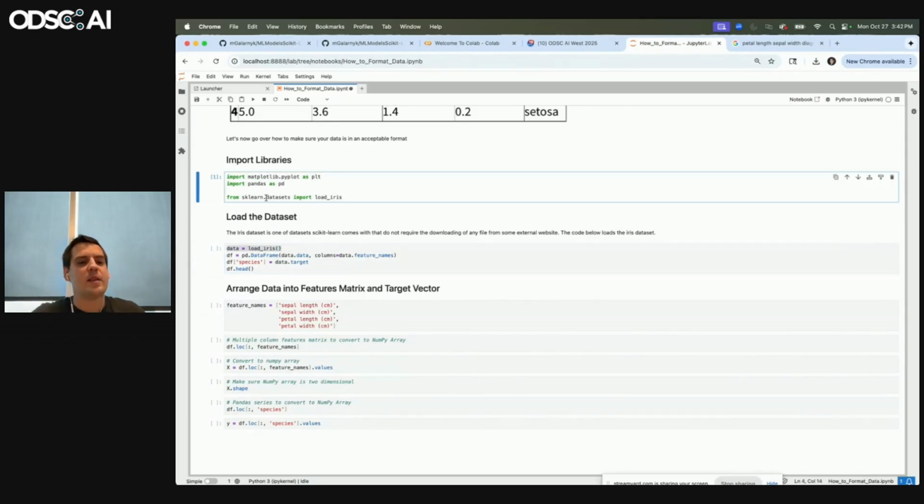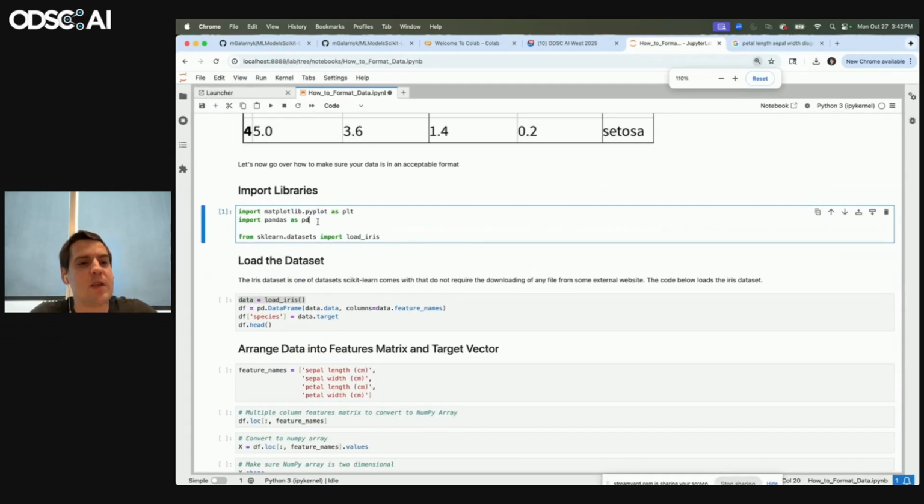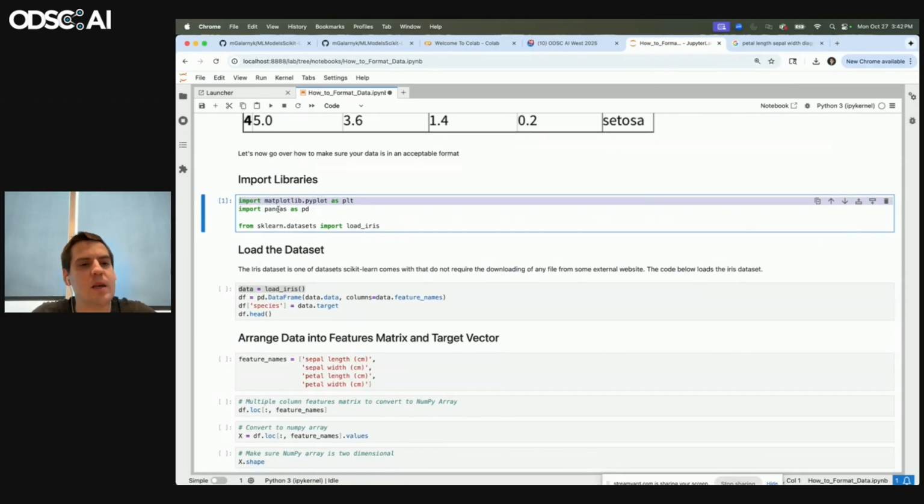But like anything, the first thing you have to do in any sort of analysis is import libraries in Python. So that would be import Matplotlib, because you want to be able to visualize things later on. Import Pandas, because you want to be able to manipulate data and structure it into a format that's acceptable for an algorithm. And then we also have to import a data set.